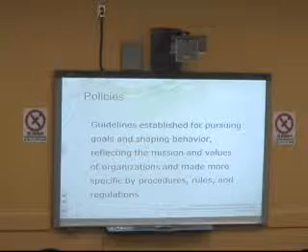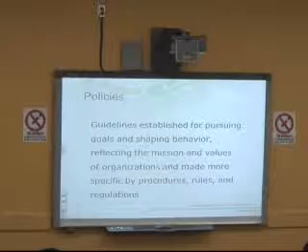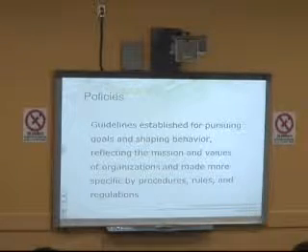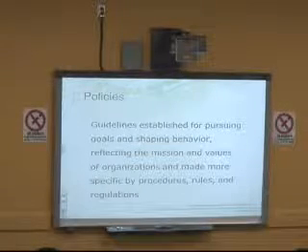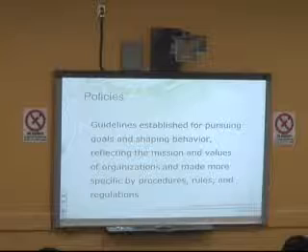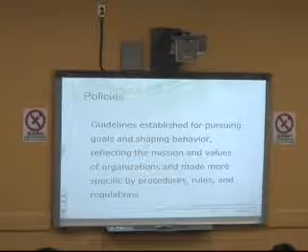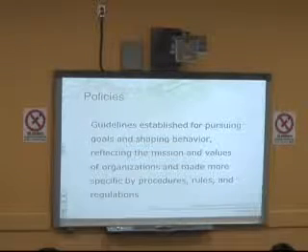Obviously, we've all heard of policies before. We know what policies are, right? What are policies? Rules, guidelines, basically. Rules, guidelines. That pretty much sums it up. Pretty good definition. Things you have to adhere to.